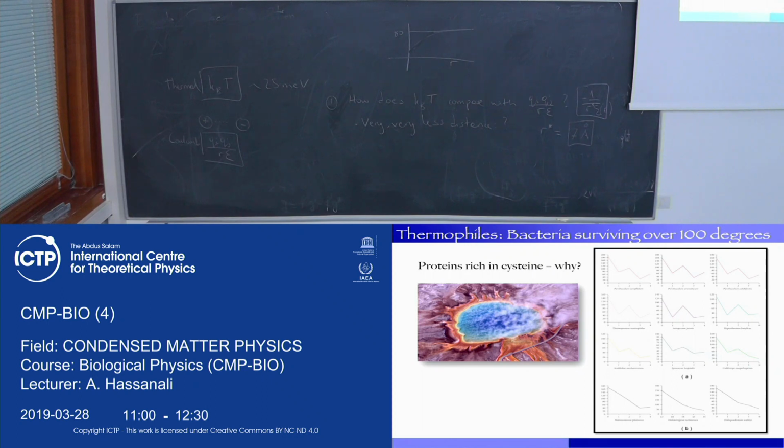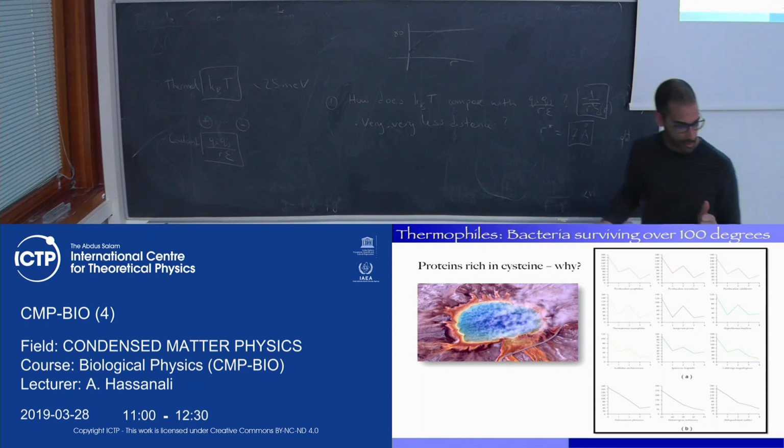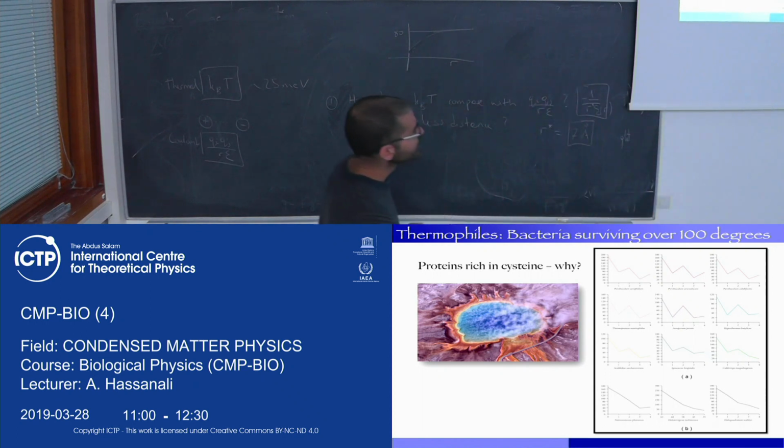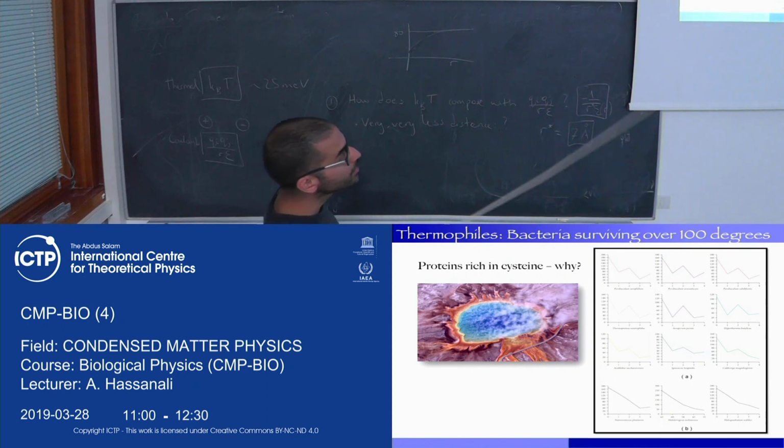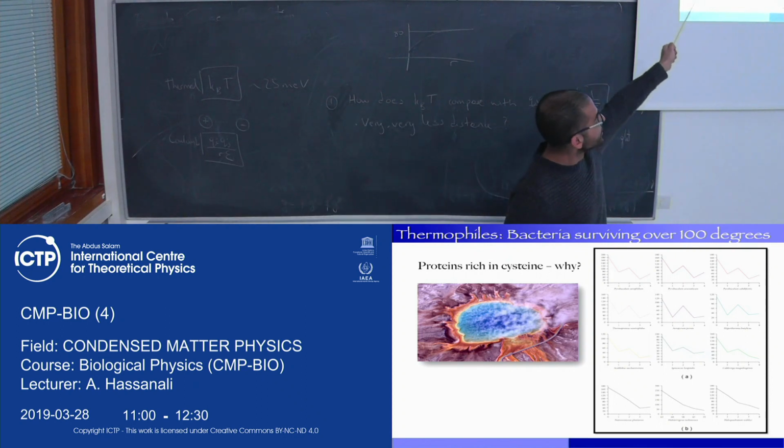How do they do that? How does a bacteria survive in a vent where the temperature is over 100 degrees Celsius? Because if you took our proteins, our cells, to high temperature, they denature. Things break apart. Well, these bacteria have evolved over a long time to survive in these conditions, and they have evolved to produce proteins with more cysteine.